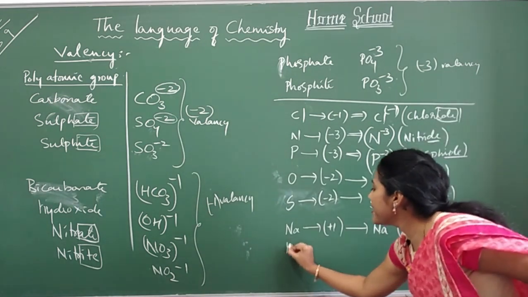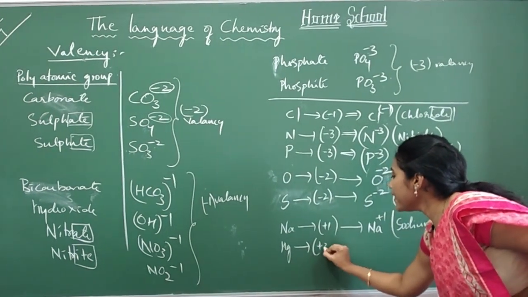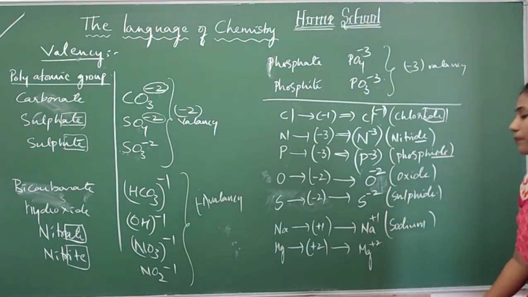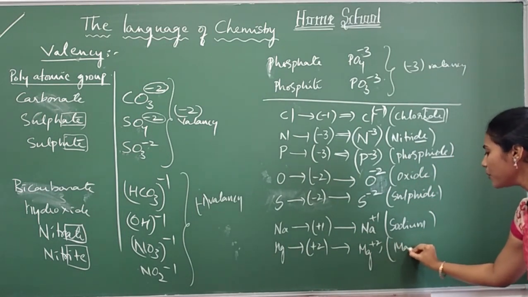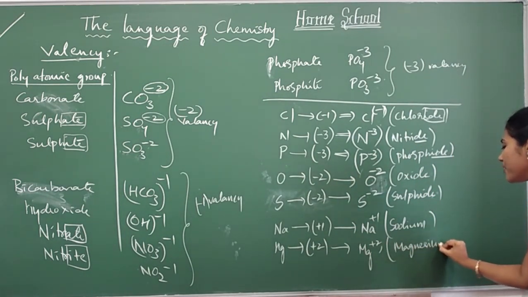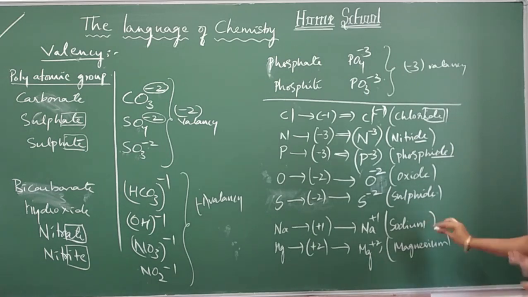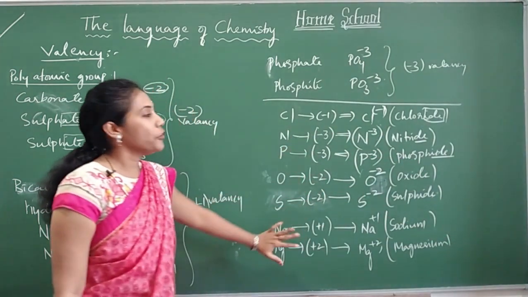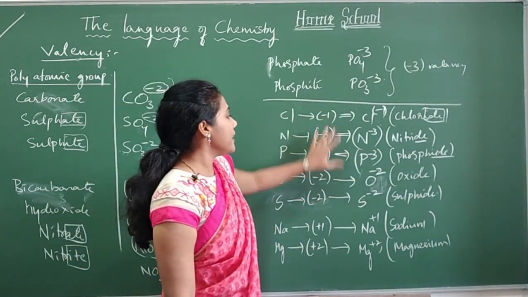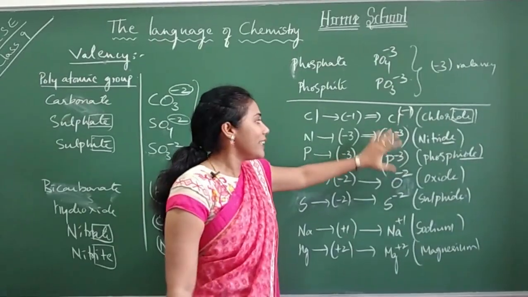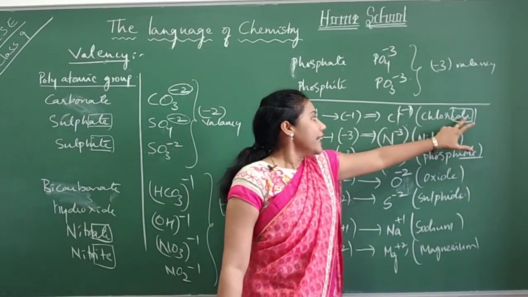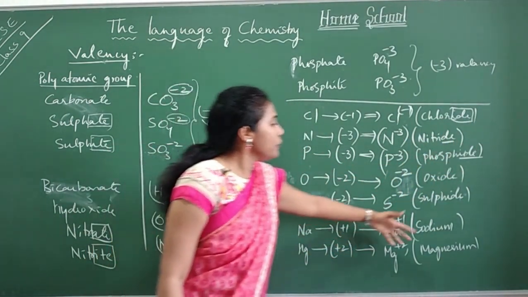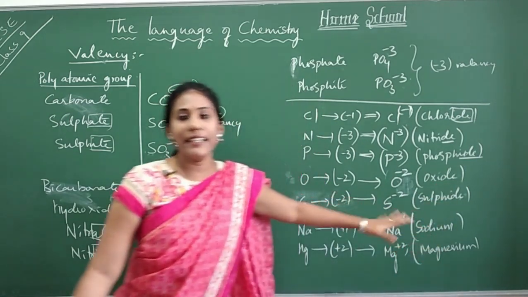Say Mg has a valency of plus 2. As a radical you write Mg plus 2. Its name is magnesium only. We say magnesium radical or magnesium ion, with no IDE at the end. Clear everybody? This is one important point to remember. Whenever an element has negative valency, when you call the radical by name, we add IDE at the end. If they have positive valency, we don't add any IDE at the end.